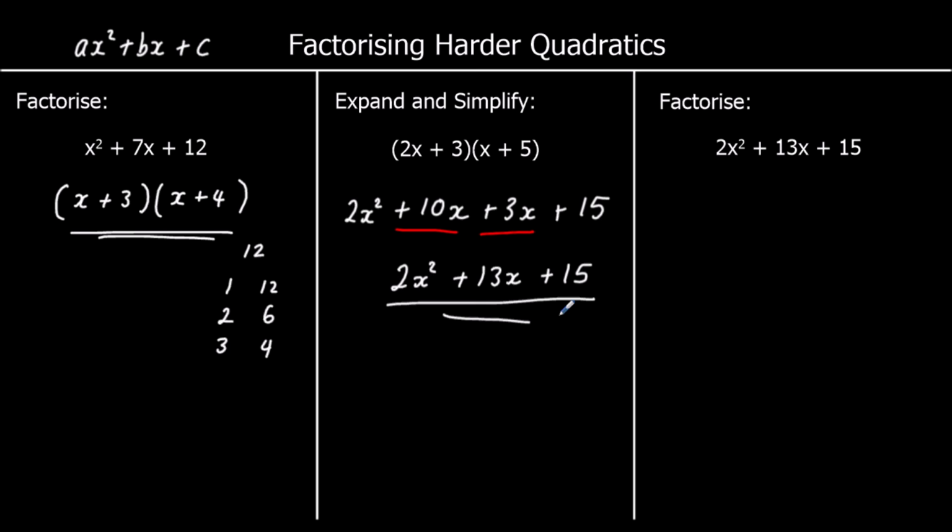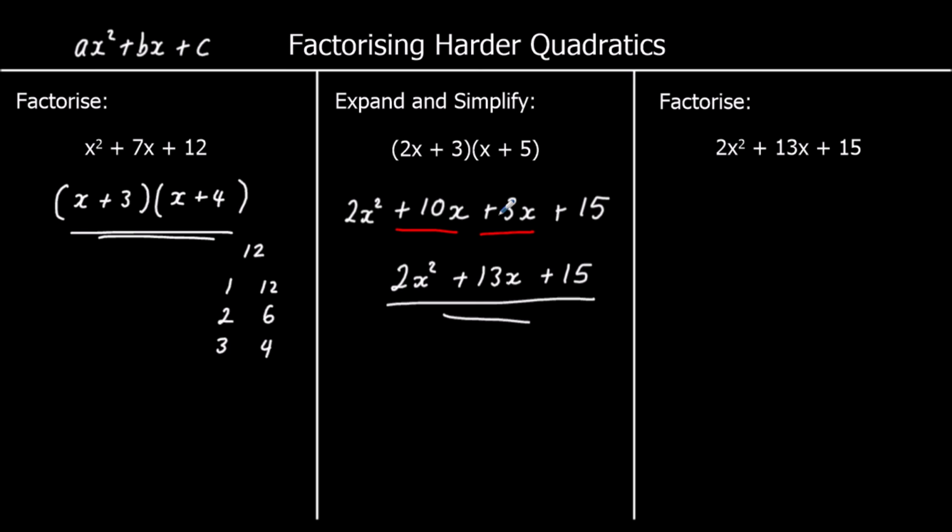Now the next question says factorize, and you'll see that this is the question now. So the answer is going to be 2x plus 3 and x plus 5. But we're going to look at how we can get there. What we can see is that 3 and 5, the two numbers that are going to be inside our brackets, multiply to make 15, but they don't add to make 13. That's because when we expanded, we did 2x times 5, which doubled the 5, and it became 10x. So we can't use that same method anymore.